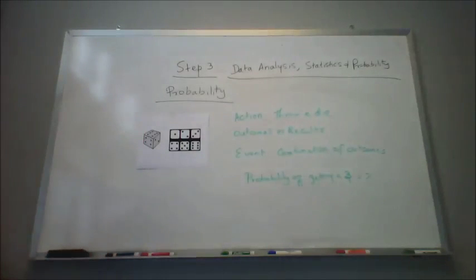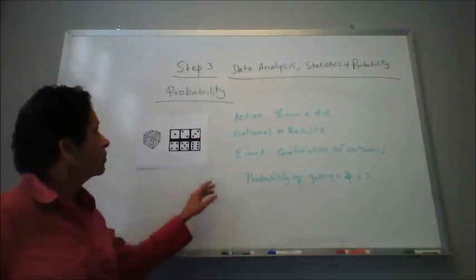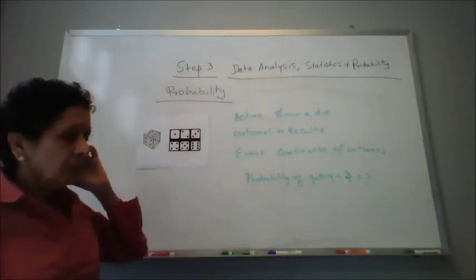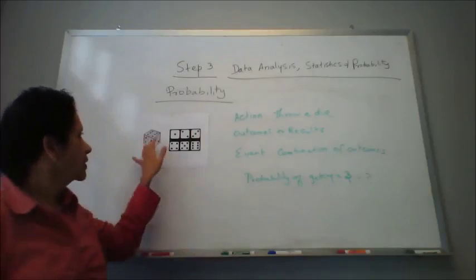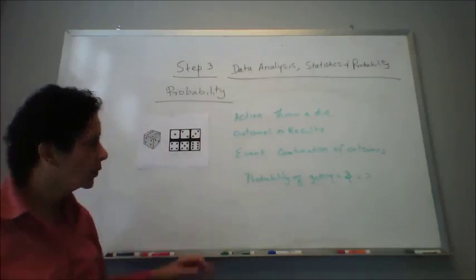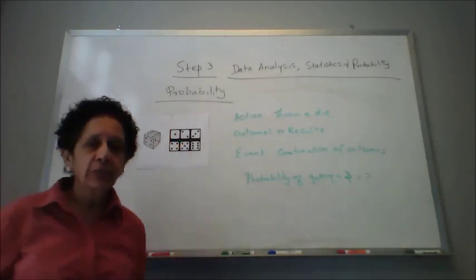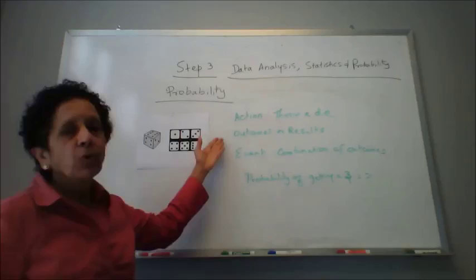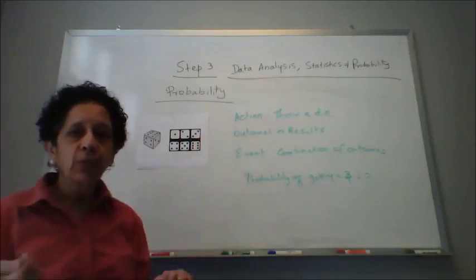Okay, so the next topic we are going to cover is the probability under step 3. And let's start with a simple example. Let's say that I'm throwing a die. Okay, so that's an action. So I'm just doing something, right? So when I throw a die, I'm going to get some kind of result. When I do something, I'm going to get a result, right?